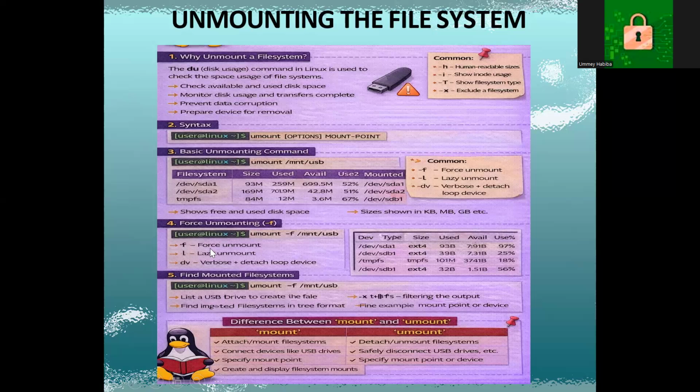These are the common options: -f is force unmount, -l is lazy unmount, and -d, -v are verbose plus detach loop device. After closing the active process, the umount command can be executed successfully.